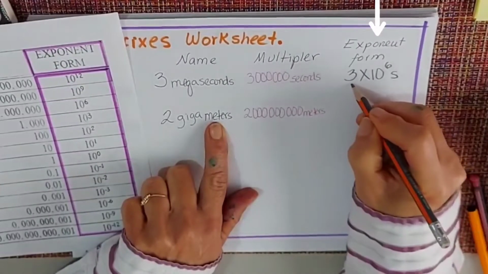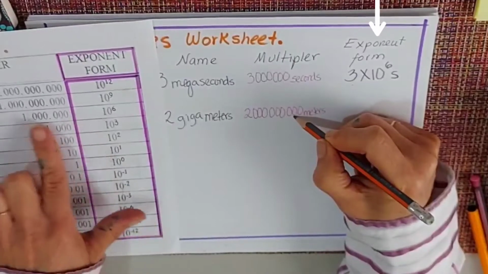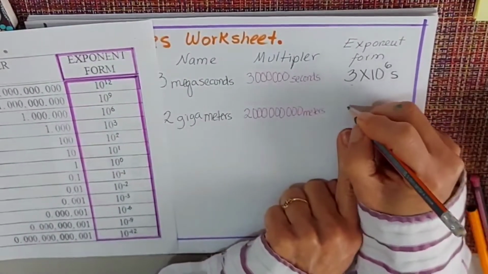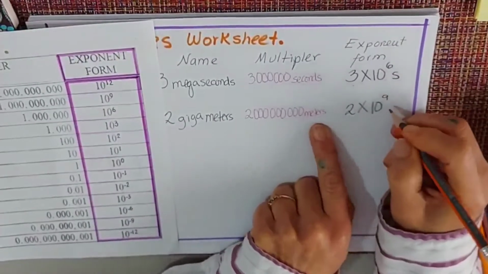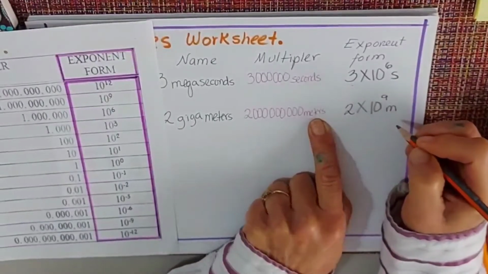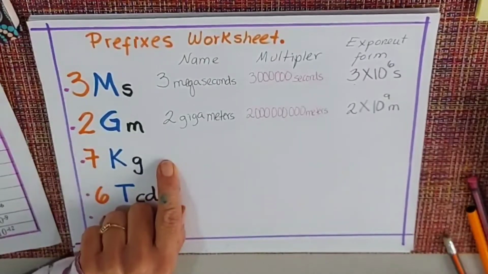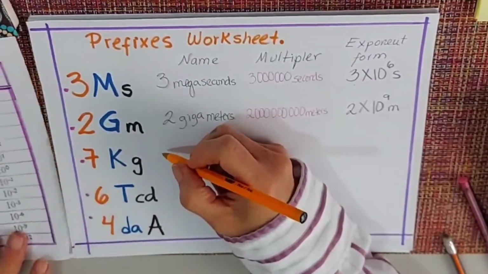Now we need to write the exponent form for this example, and the exponent form for giga is 10 to the 9th power. 2 times 10 to the 9th power, and the unit is meters. We are going to write the symbol of meters. Okay, we are going to repeat this procedure for the next exercise.